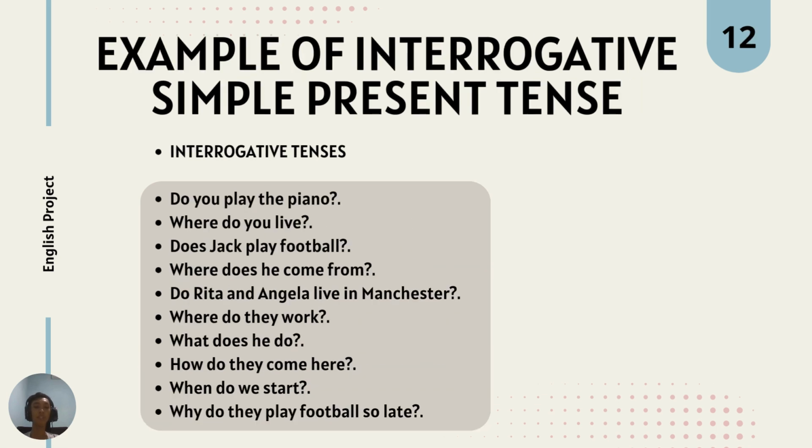Example of interrogative simple present tense. Interrogative tenses. Do you play the piano? Where do you live? Does Jack play football? Where does he come from? Do Rita and Angela live in Manchester? Where do they work? What does he do? How do they come here? When do we start? Why do they play football so late?